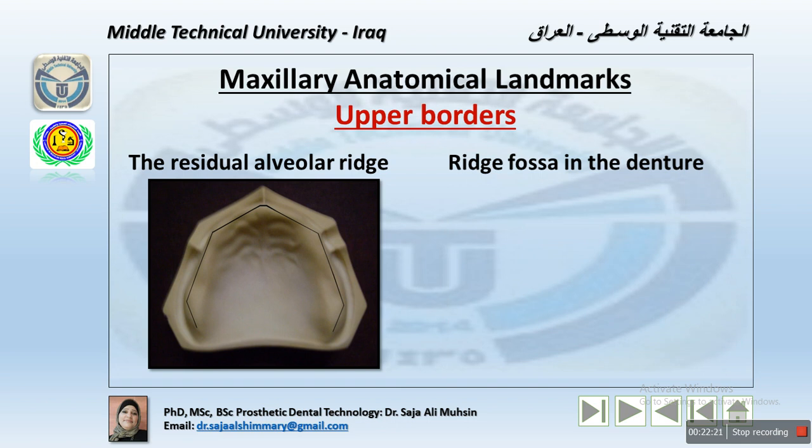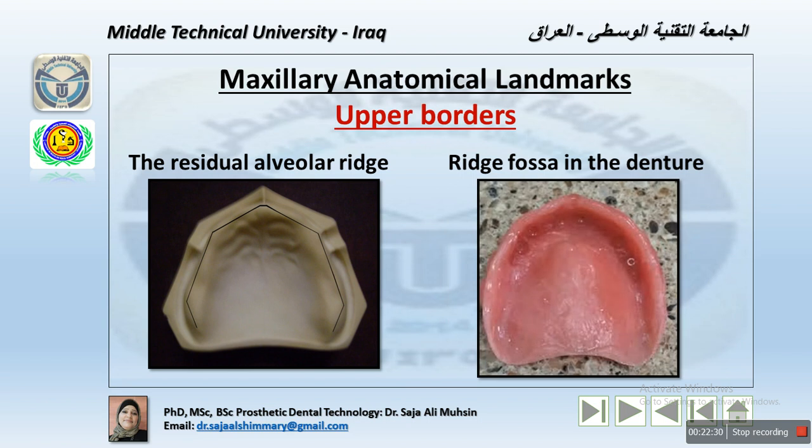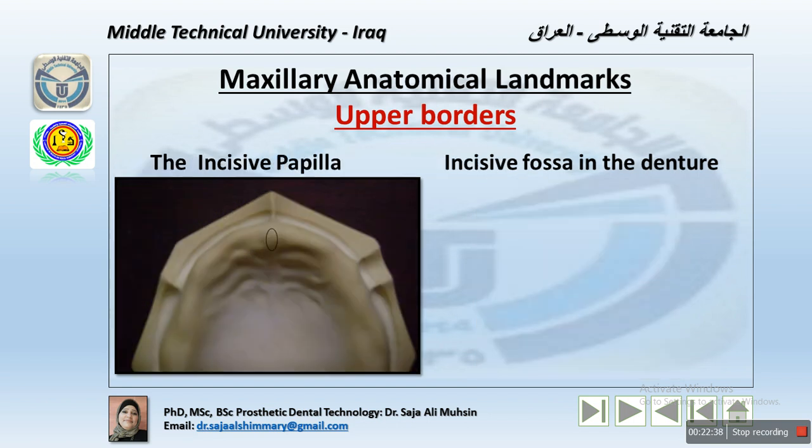Within the upper borders, also the residual alveolar ridge, which is considered the primary stress-bearing area, of course, and this will be the ridge fossa in the denture, and should be identified properly within the impression to be created later with fine details within the denture.